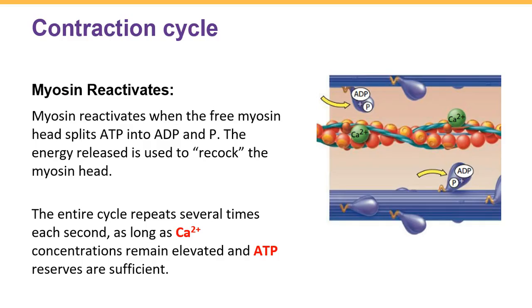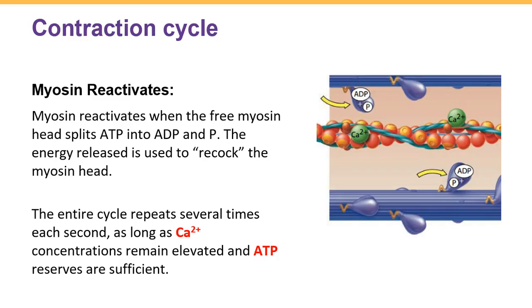Right now we have the active sites on actin free. They are ready to bind to another myosin head and start the cycle again. So after the myosin head lets go of the actin, it breaks down the ATP molecule into ADP and phosphate. The energy released from this reaction is used to recock or reset the myosin head, kind of like pulling back a spring on a toy.